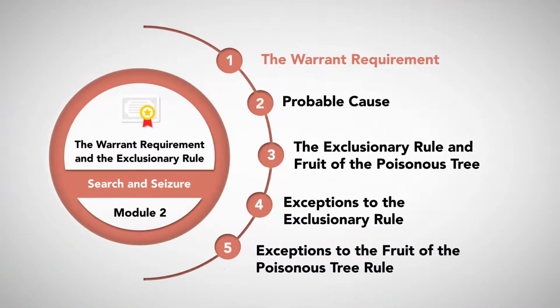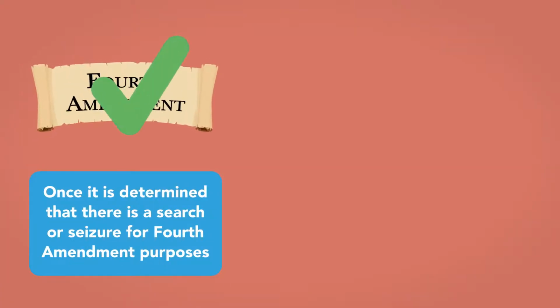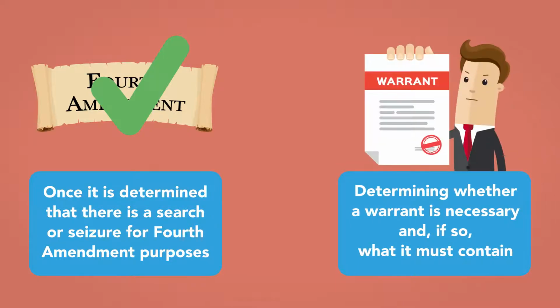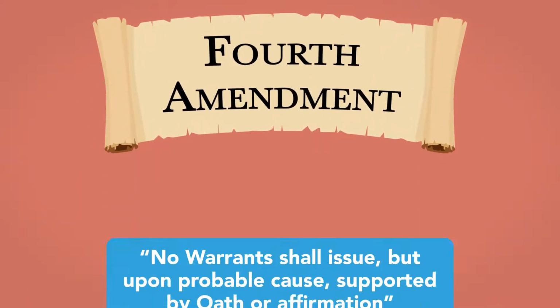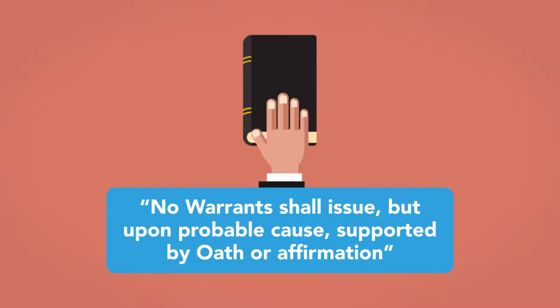The Warrant Requirement. Last module, we discussed what constitutes a search or seizure. Once it's determined that there is a search or seizure for Fourth Amendment purposes, the next inquiry requires a determination regarding whether a warrant is necessary, and if so, what it must contain. The Fourth Amendment provides that no warrants shall issue but upon probable cause supported by oath or affirmation.